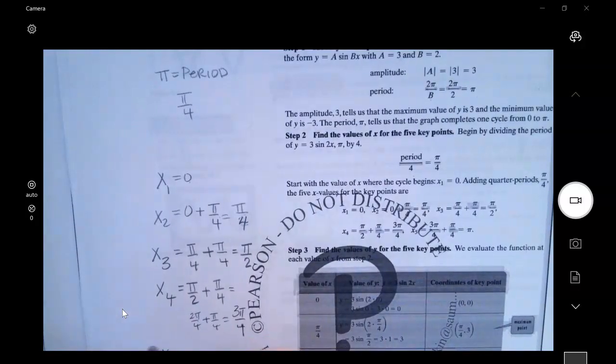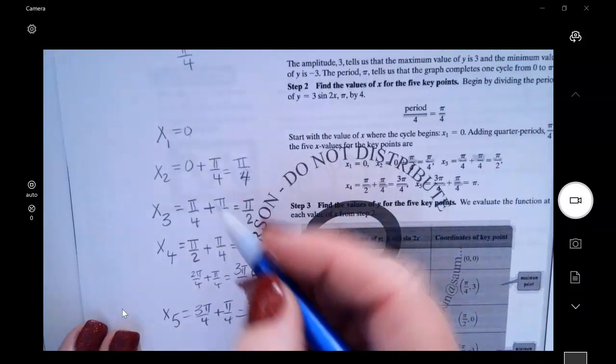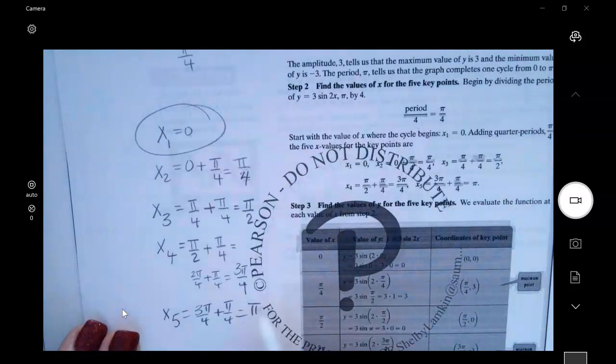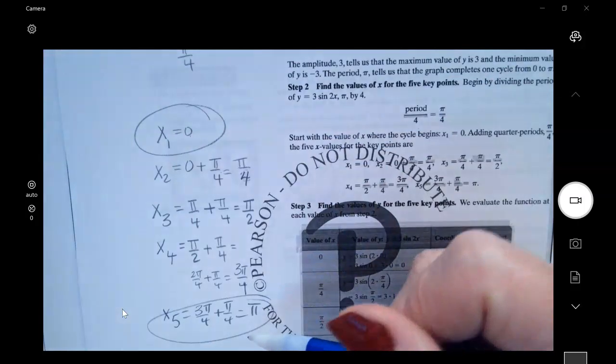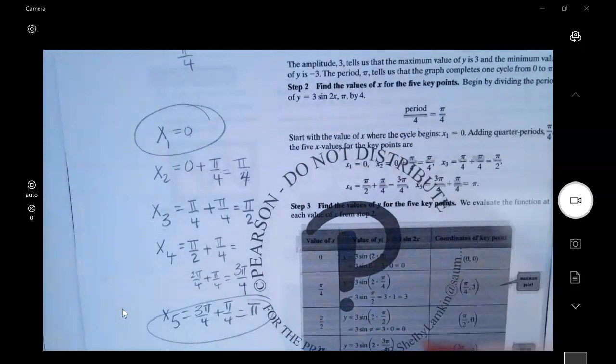Your fifth point would be 3 pi over 4 plus pi over 4, which is going to be pi. Well, that's going to be your ending point. So you're going to go all the way through your values from here to here. That's how you come up with the 5 numbers to evaluate your functions at.